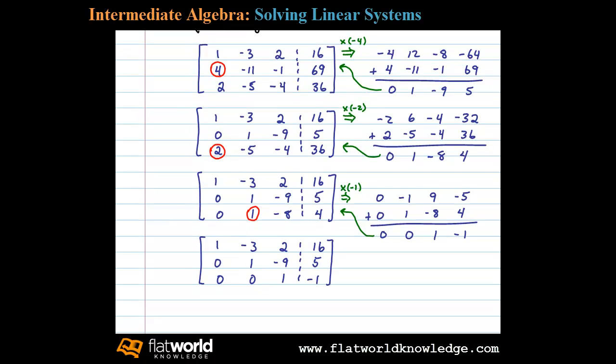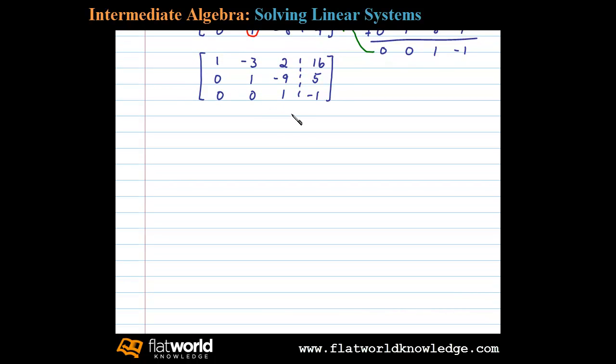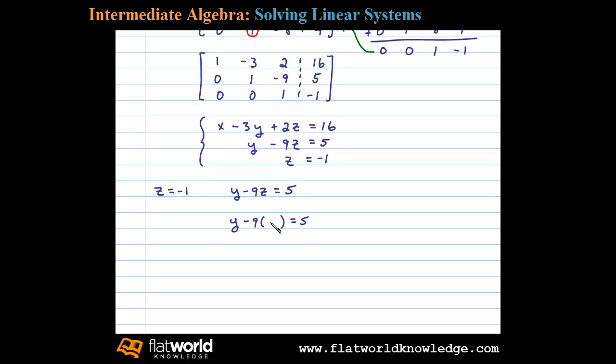Now let's convert that back to a linear system and then solve by back substitution. And in this case, we know right away that z equals -1. Now we'll use that in the second equation to determine y. And so here we'll substitute z equals -1 and then solve. So we have y plus 9 equals 5, y equals then -4.